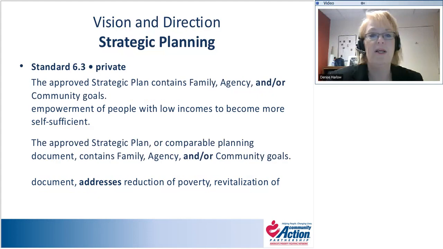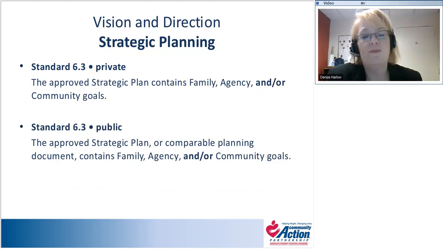Let's jump to 6.3. Here we talk about where the plan contains family, agency, and/or community goals. One of the initial drafts of the standard said you needed to address all three, because we are called under the CSBG Act and our originating mission out of OEO to have a catalytic mission, to be engaged in family, agency, and community activities. And we've heard from a lot of folks, well, we don't really do a lot of community work. We probably do more community work than we really think or know that we do or document that we do.